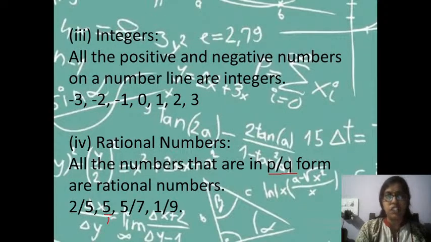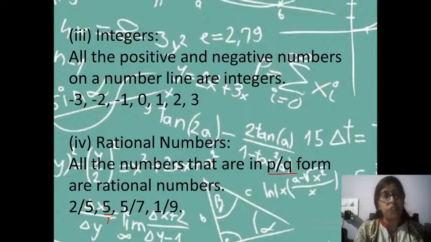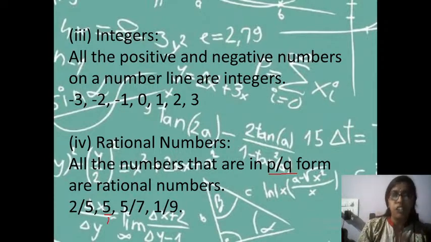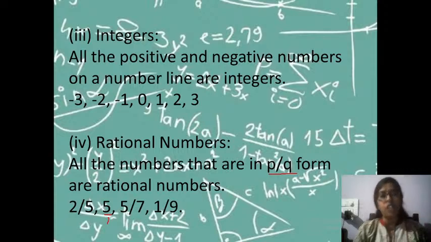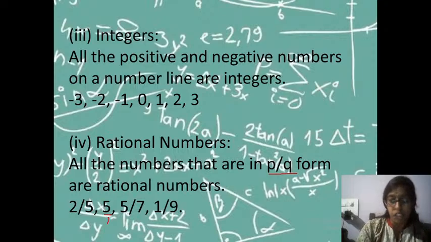Then integers, as I told you, are both positive and negative numbers. That is, you can take both the left-hand side and the right-hand side of the number line, and the center number, that is 0. All those numbers come under integers. Then coming to the rational numbers, they are in the form of p by q, where q is not equal to 0, where you have the numerator and the denominator.